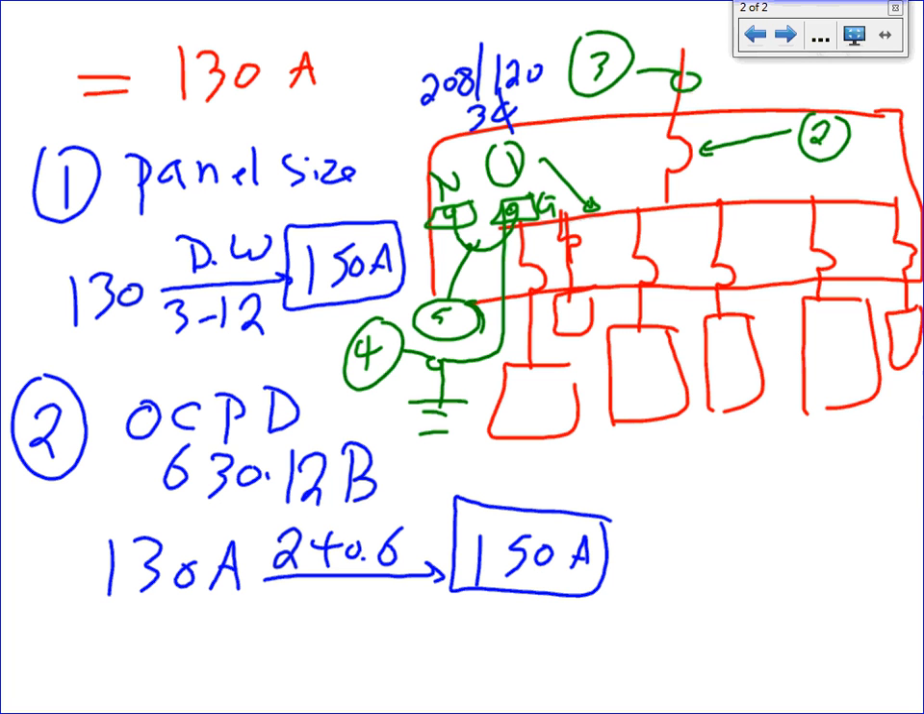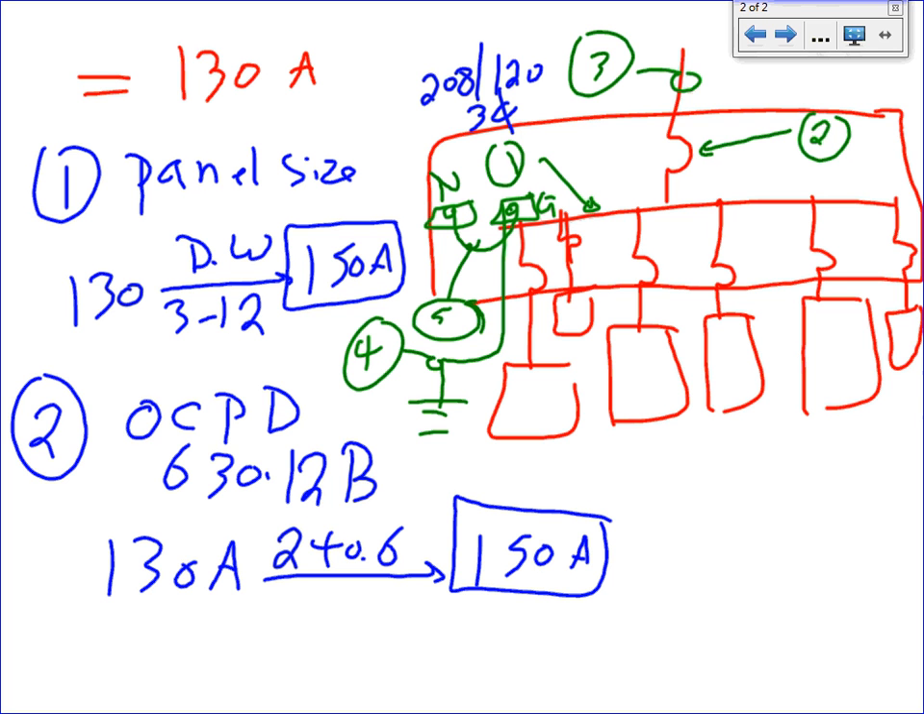But since I'm feeding a panel, here's my problem: I can go as high as double this, which is 200%, 300. If I do this at 300, then this panel has to be 300. You can't put a 300 amp fuse or circuit breaker on a panel that's 200. So unless they tell me otherwise, I'm going to size my panel to 200, based directly on the load, and my overcurrent protection device to match my panel or be smaller. That's what I did. So I have a 150 panel, 150 overcurrent protection device.